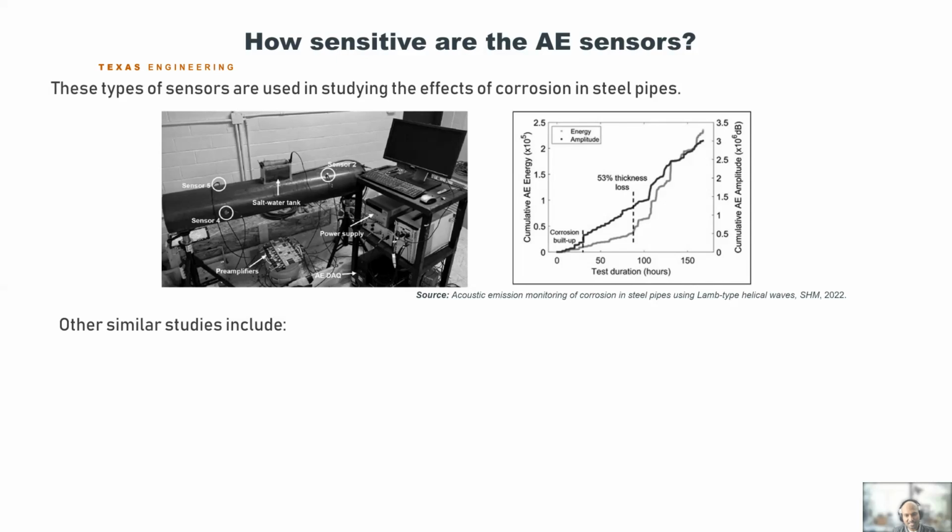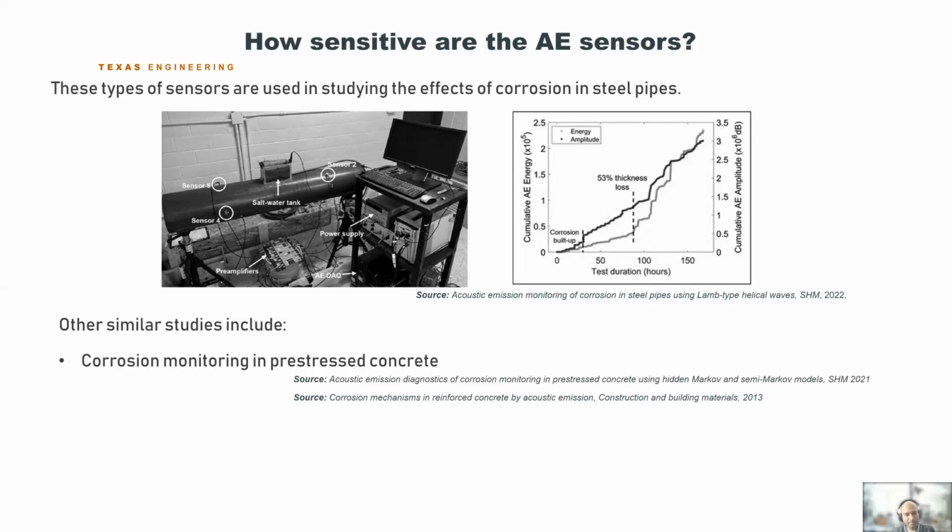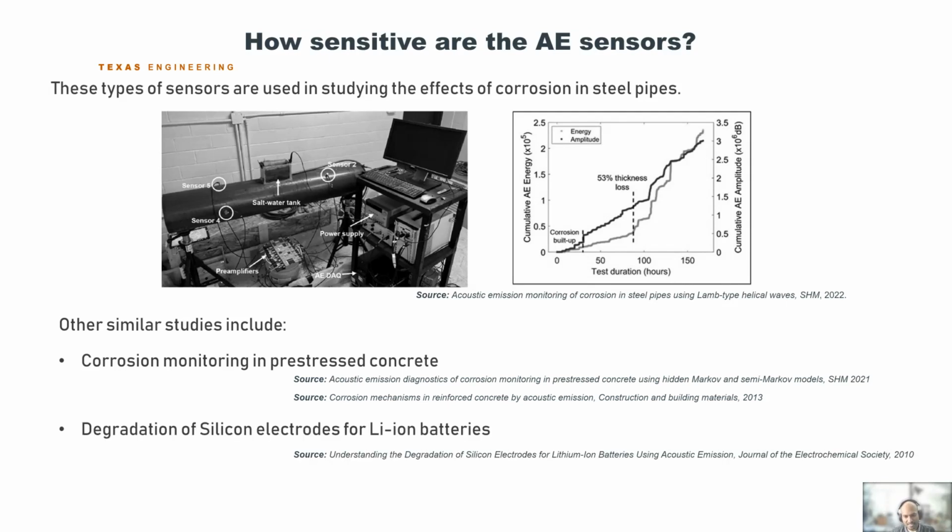Other similar studies include people studying corrosion in concrete, where there are rebars in the concrete that get corroded, and people are able to track that. Other studies, just to show the sensitivity of the sensor, look at the degradation of silicon electrodes in lithium ion batteries. So the point is that it can actually track small chemical changes. Tracking behavioral things is not a very big difficulty for these sensors.